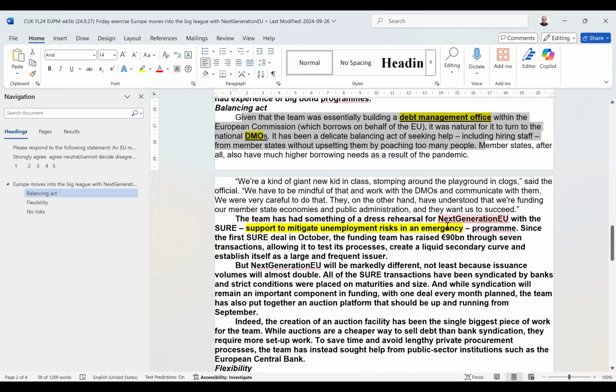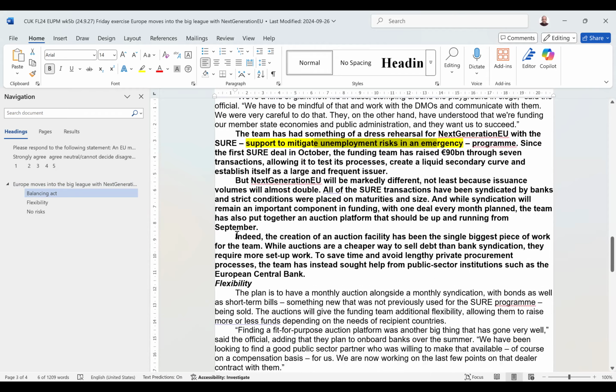And of course, doing all of that was experience in terms of dealing with the debt crisis. To manage that, they then used that to set up the Next Generation European Union program, and it goes on. Just to show you here also, indeed, the creation of an auction facility has been the single biggest piece of work for the team.